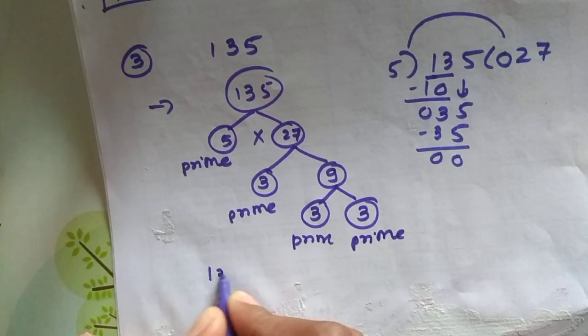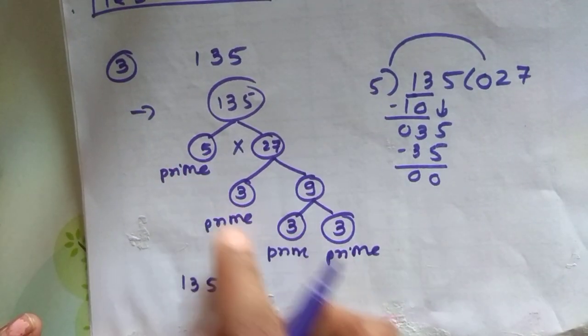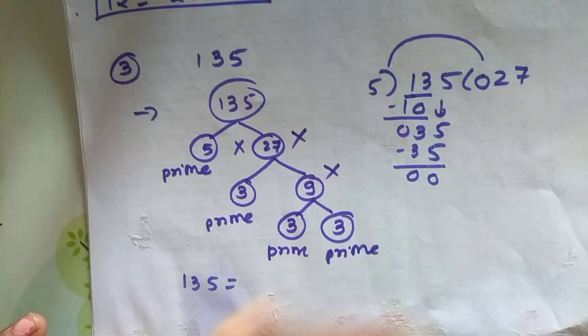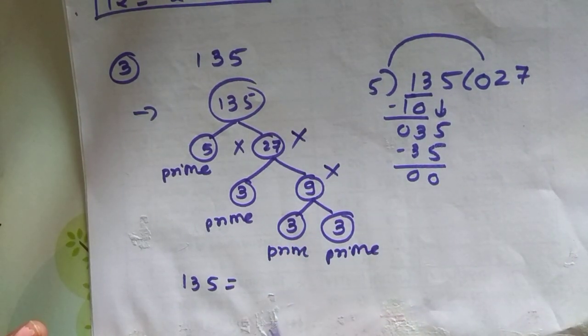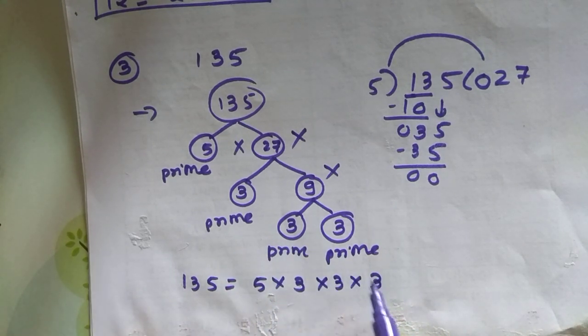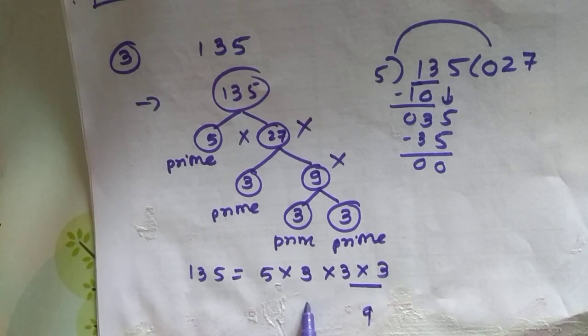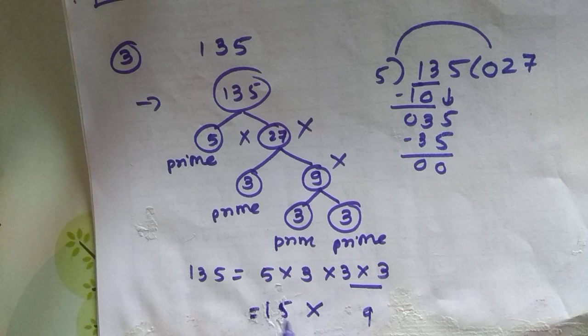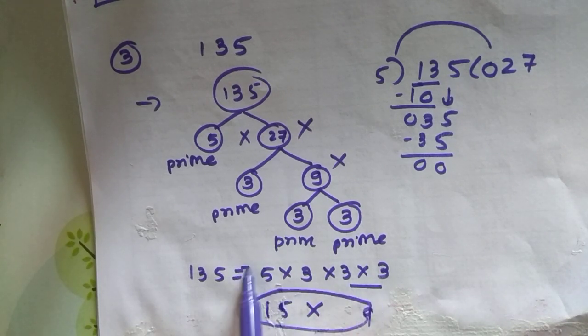So the prime factorization of 135: take only prime numbers, do not take composite numbers. You can write 3, 3, 3 first and then 5. If you multiply all these, you must get 135. See, 3 threes are 9, then 9 times 5 is 45, and 45 times 3 is 135. When you multiply the prime factors, you will get the original number.